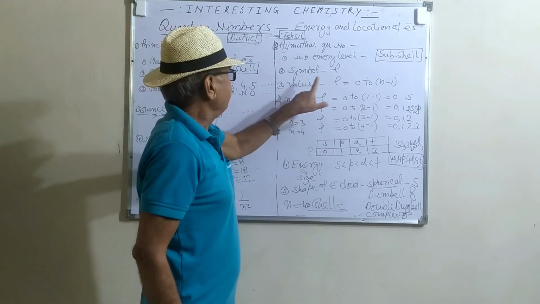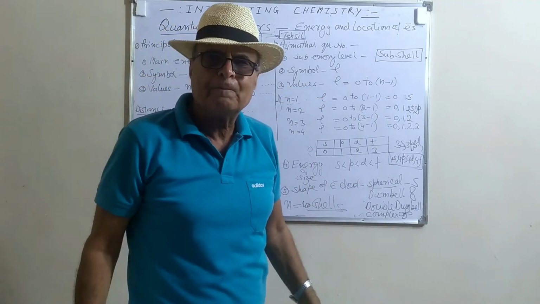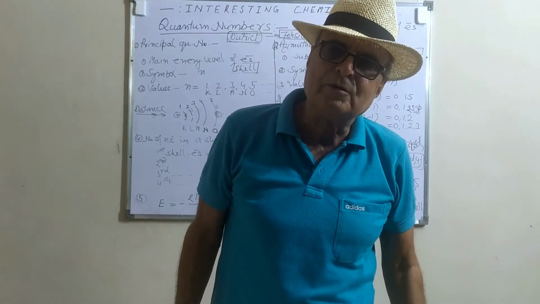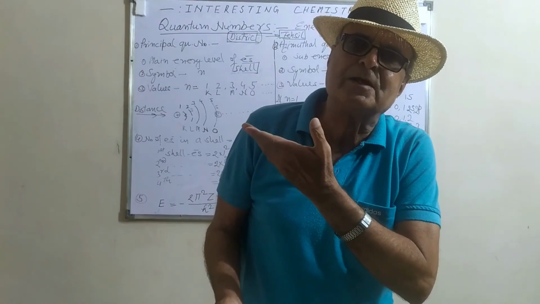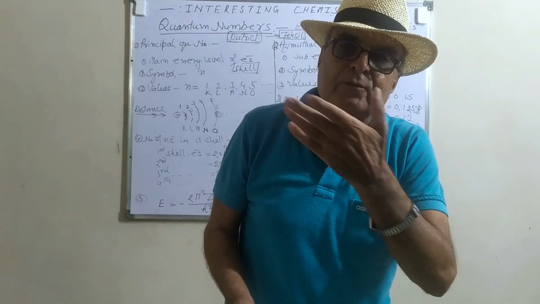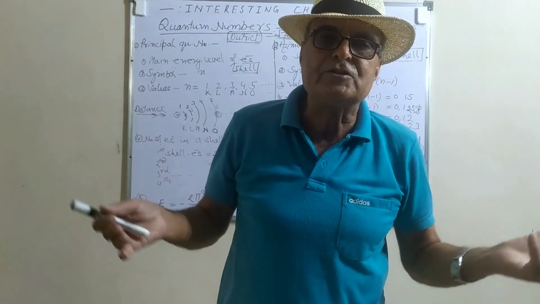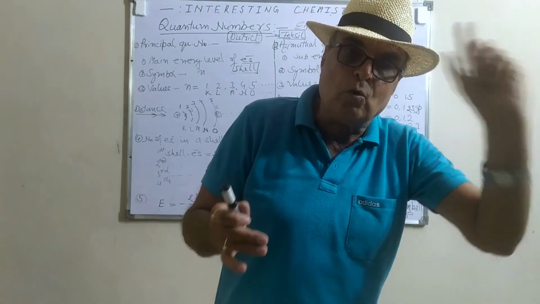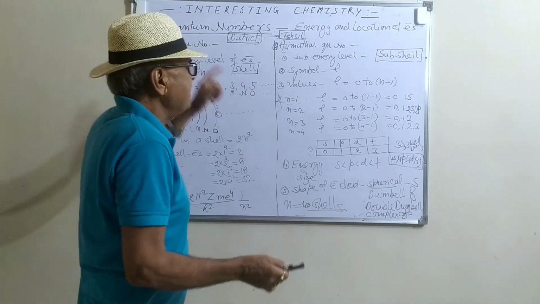So when the values are dependent on n, the azimuthal quantum number also depends on the principal quantum number. When I come to the third quantum number in my next video, that is the magnetic quantum number, that is also dependent on both the sub-level and the main level.